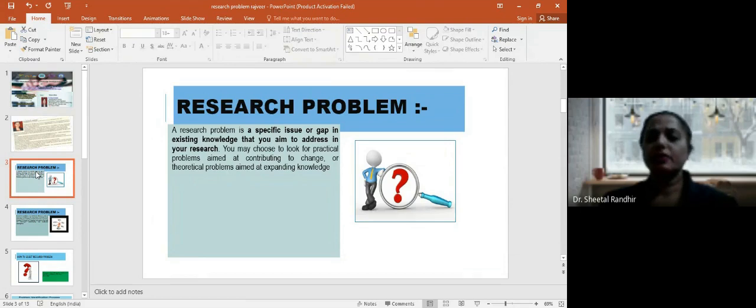Whenever we see the words research problem, we have a big question mark. There might be some problem, and then we have to search for the solution. So let us first understand what a research problem is. A research problem is a specific issue or gap in existing knowledge that you aim to address in your research. You may choose to look for a practical problem aimed at contributing to change, or a theoretical problem aimed at expanding knowledge.